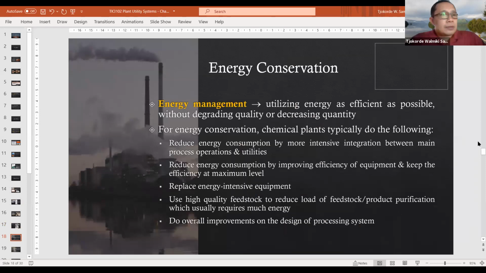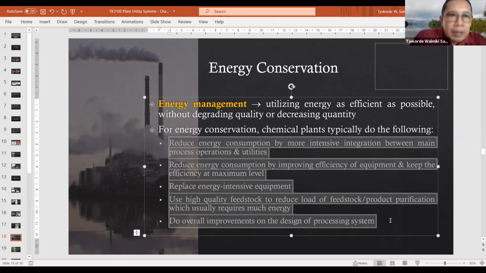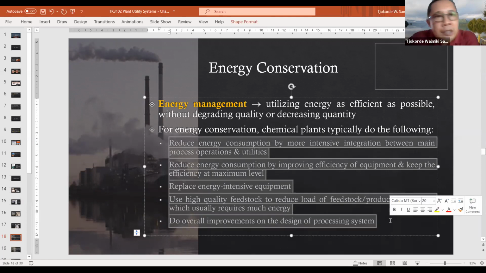All right. Now, we talk about energy conversion, not to get our tongue tied. So this is energy conservation, conversion, conservation. That can be confusing a little bit. So in energy conservation, the big word is energy management. We need to utilize energy as efficiently as possible without degrading the quality or decreasing the quantity of the energy. So typically, these are what chemical processing plants do in order to save energy. And really, this has become a more pressing issue these days.